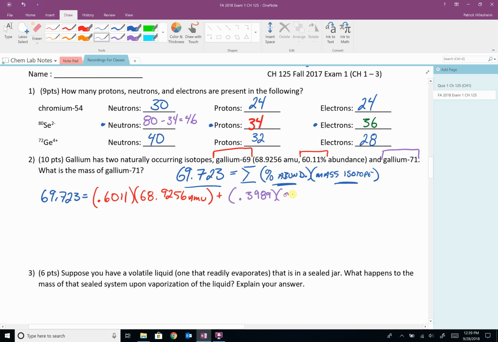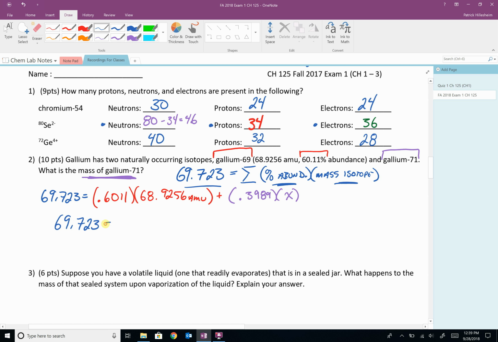And here is what we don't know. We don't know the mass of isotope 71, right? That's what it's asking for. So there's our X. So if you want to pause here and see if you can solve this equation, I'm going to go through, and I'm not going to show everything exhaustively, but hopefully we can get down to it.